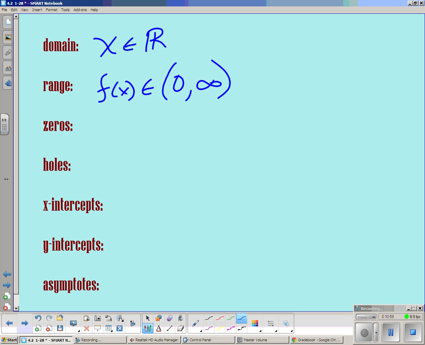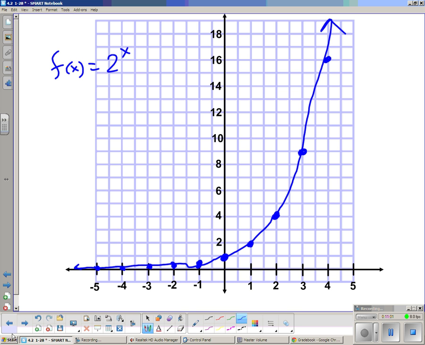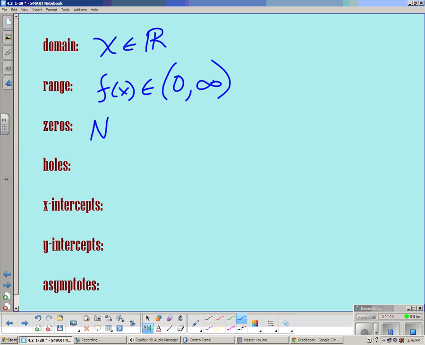All right, zeros. Zeros, we know, are when the function equals 0. And since that did not occur, we know that there are no zeros for this function. Okay, a hole would be if we had the same factor in the numerator and denominator of a fraction. Since we do not have a fraction here, there are no holes. All right, next up, x-intercepts. Again, since we have no zeros, there are no x-intercepts.